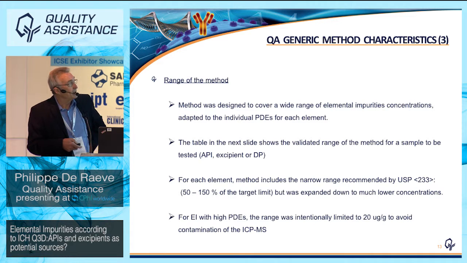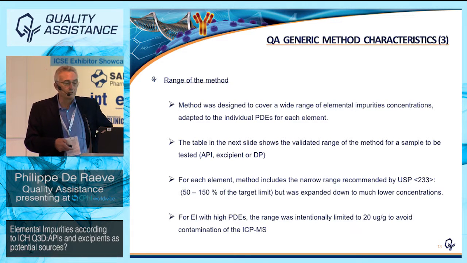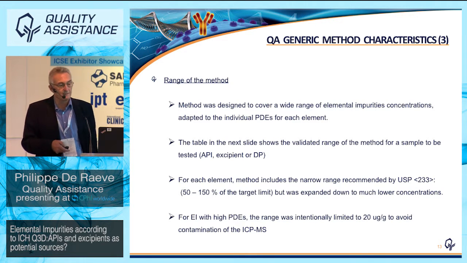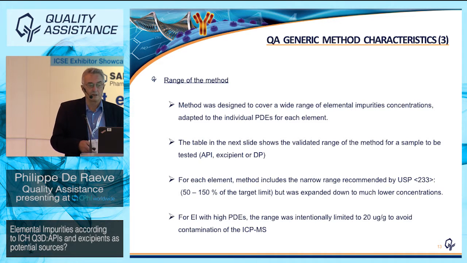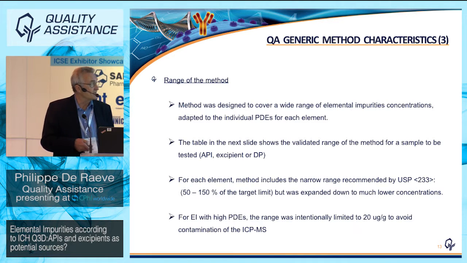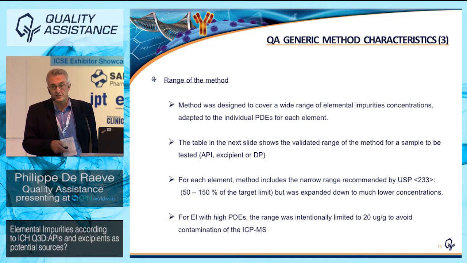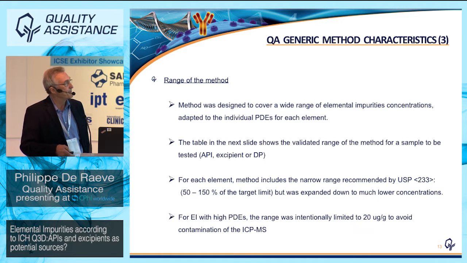The method includes the narrow range recommended by USP 233, namely 50 to 150% of the target limit. But we expanded the range of the method down to much lower concentration. Also, for elemental impurities with high PDEs, the range was intentionally limited to 20 micrograms per gram to avoid contamination of the ICP.